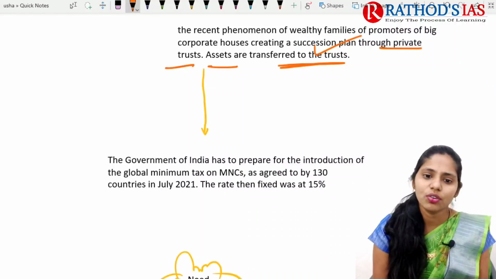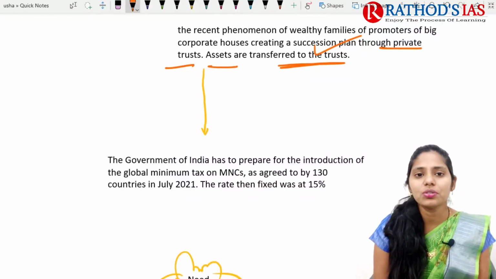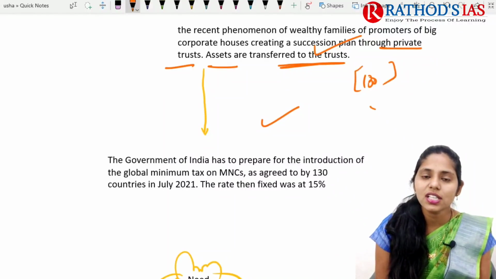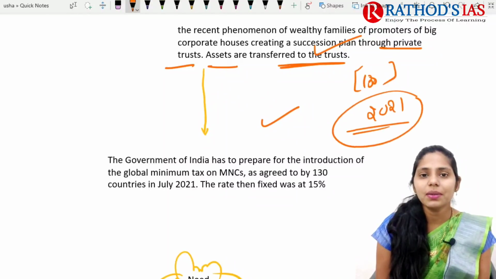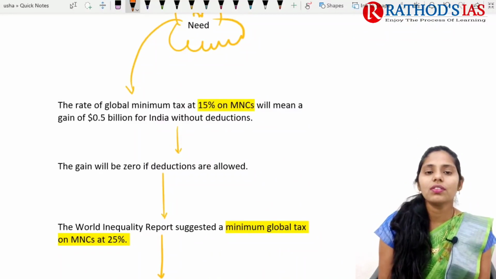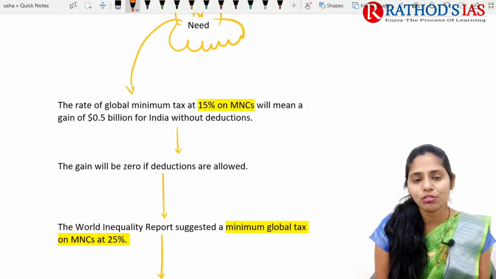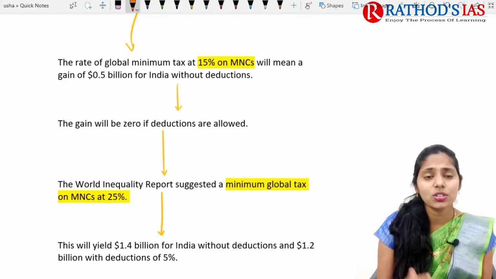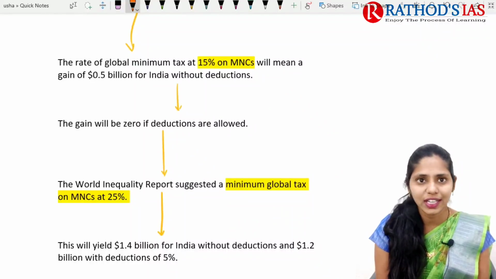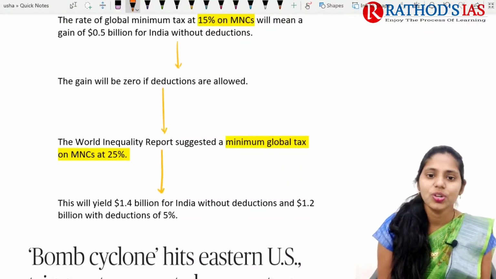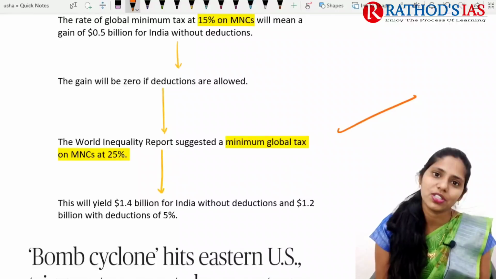So in this context, what is the way forward? The government has already prepared to introduce a global minimum corporate tax on these immense multinational companies, and this step was agreed by even 130 countries in 2021 itself, and the minimum tax rate fixed here is 15%. So whenever we go for implementing this global minimum tax of 15% on these MNCs, we can get deductions of 0.5% for India without any deductions. Because of this, we can get our income such that we can address this fiscal deficit issue. So this is the gist of this topic, and I hope it is very much clear.